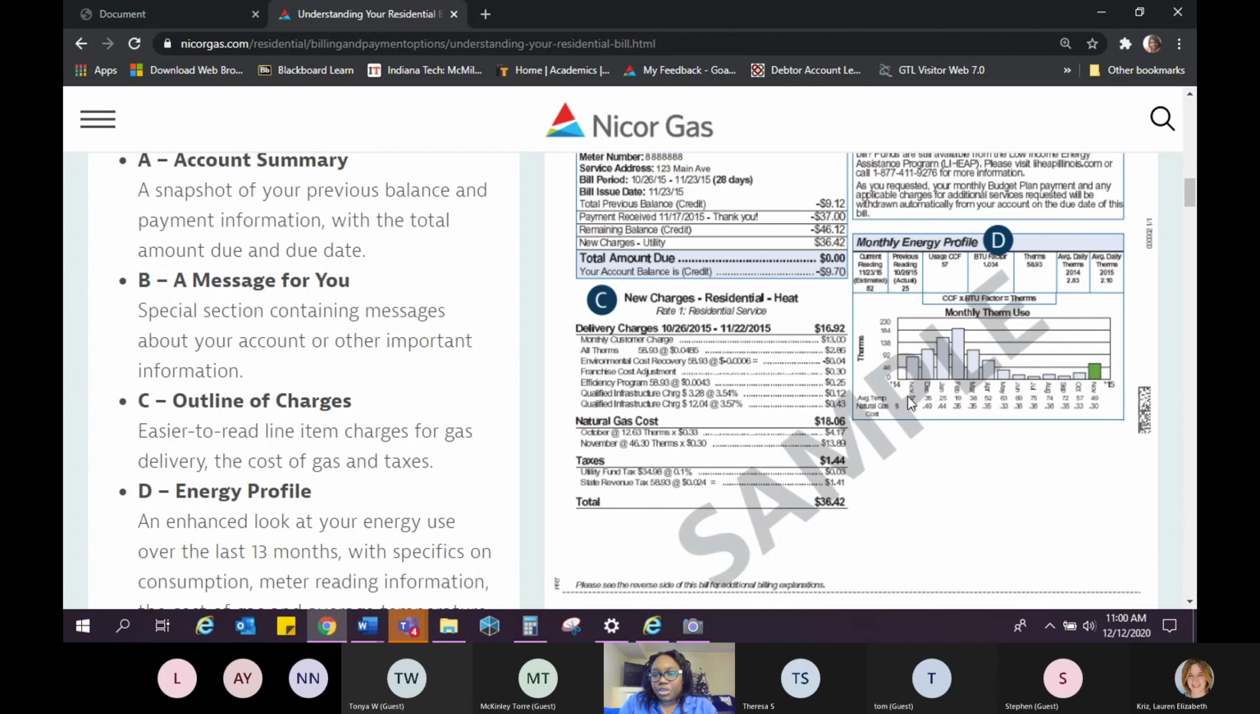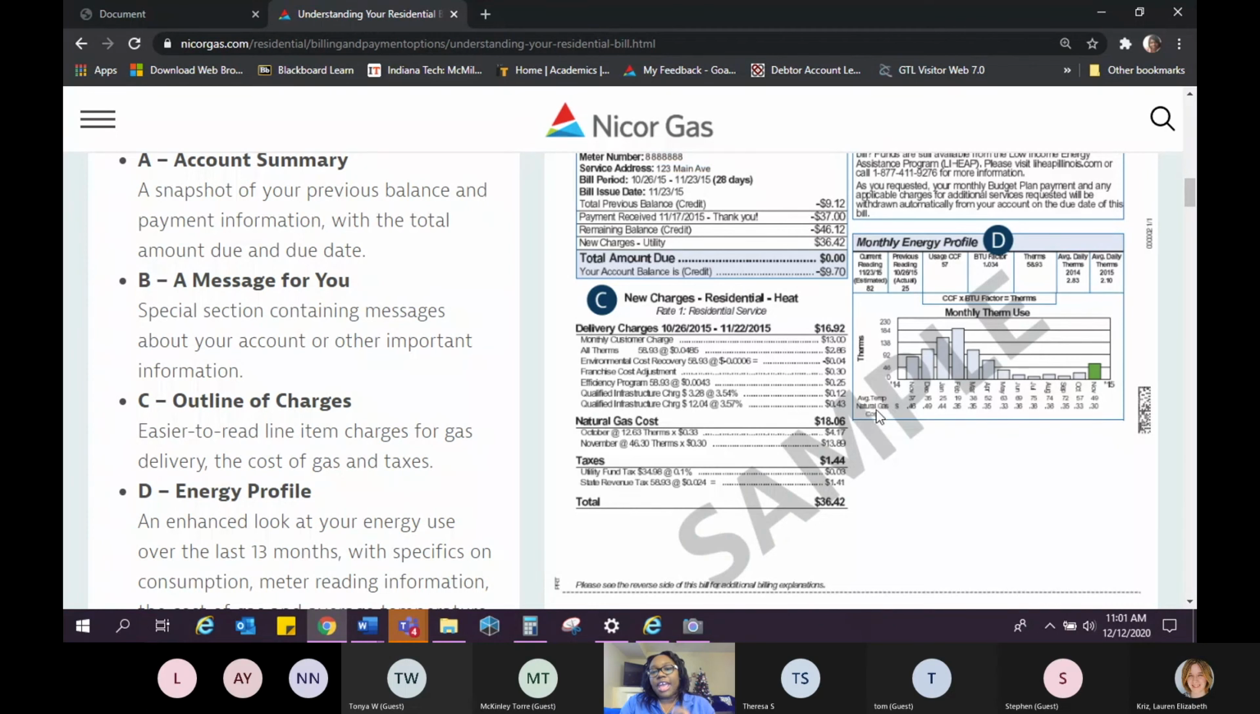The average temperature is shown there, as far as what the average temperature is for your area or for the month. This month says the average temperature was 49 degrees, just so the customer knows what the average is, and you can compare it to last year. If you look at last year, it looks like the average was 37 degrees.